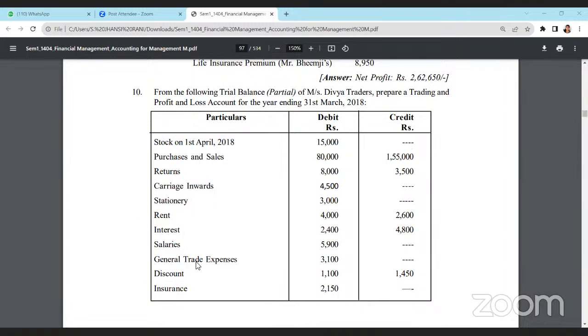So how could I prepare this? It means I prepared ledger accounts: stock account, purchase account, returns account, carriage account, stationery account, rent account. I prepare all those accounts, and from there I am directly writing here in the trial balance. With the help of this trial balance, I'll prepare the balance sheet.